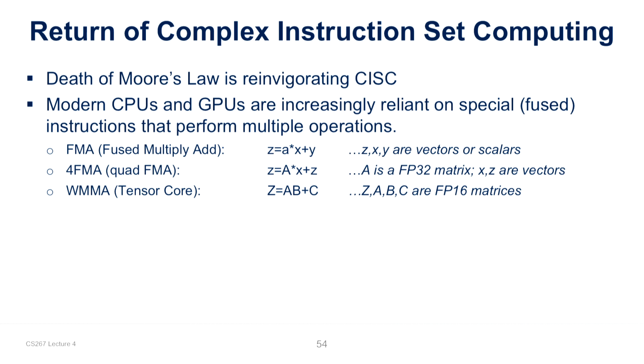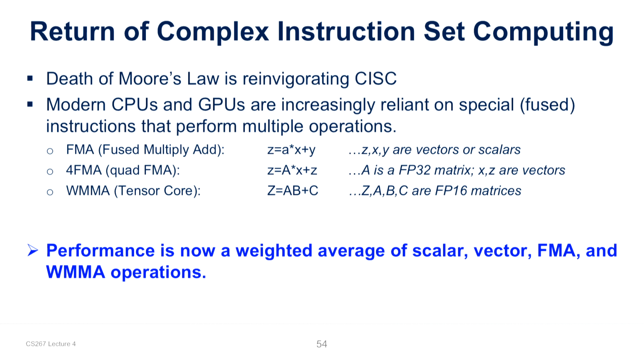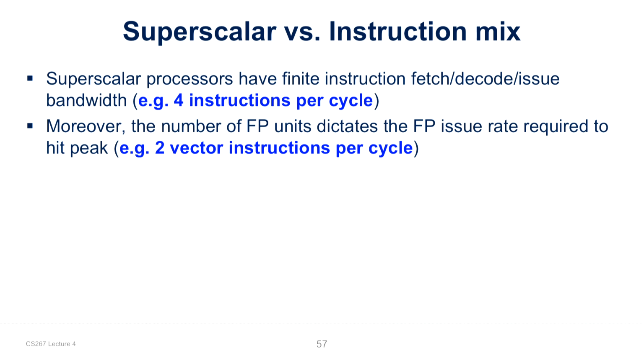So FMA, fused multiply-add, is one, but there's a 4 FMA instruction, where it's being done in a little vector. The tensor core also has other operations like that. And these are becoming increasingly popular for things like machine learning applications, where you have an instruction mix that you might be able to specially optimize for. And now the maximum peak on that roofline is going to be a weighted average of the scalar, vector, FMA, and so on operations.